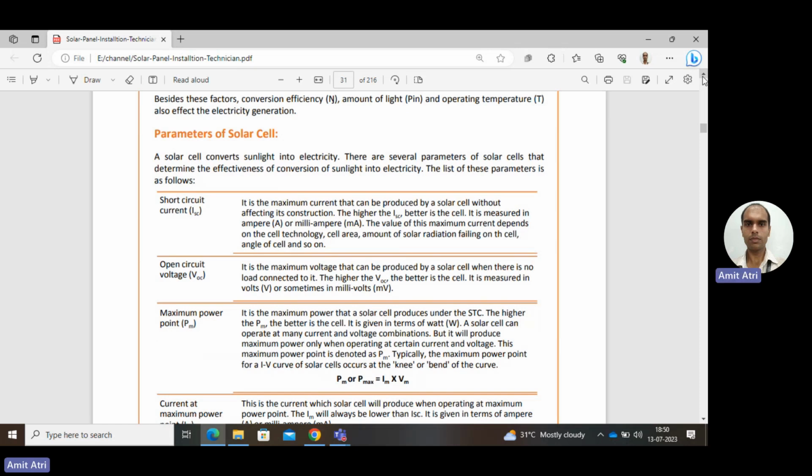Next is maximum power. Power is basically the product of current and voltage, because here we are generating DC. So we will be dealing only with current and voltage; phase and power factor we won't be dealing with here. The higher the value of Pm, the maximum power, the better the cell. It is measured in watt.